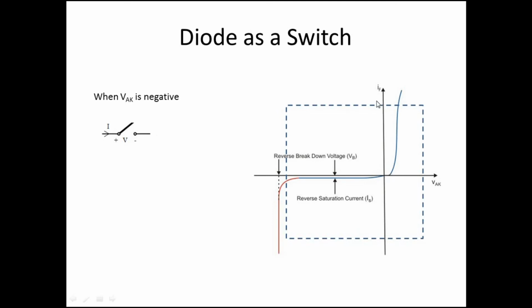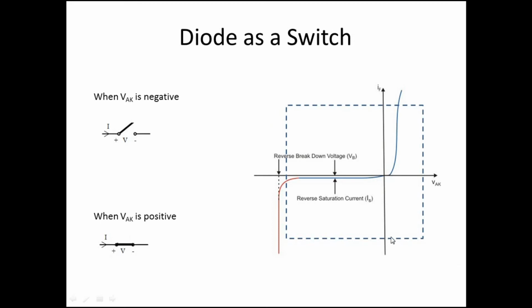And if you are considering this forward bias region, when VAK is positive, a large current is flowing. Okay, large current is flowing, means it is a closed circuit, equivalent to a closed switch. So when VAK is positive, it is a closed switch, and when VAK is negative, it is an open switch. Means diode is acting as a switch. Okay. So this characteristic of diode we are using in power circuit for switch.